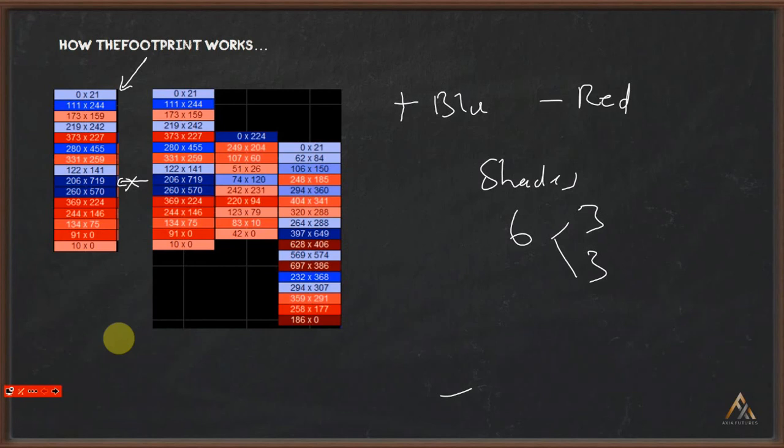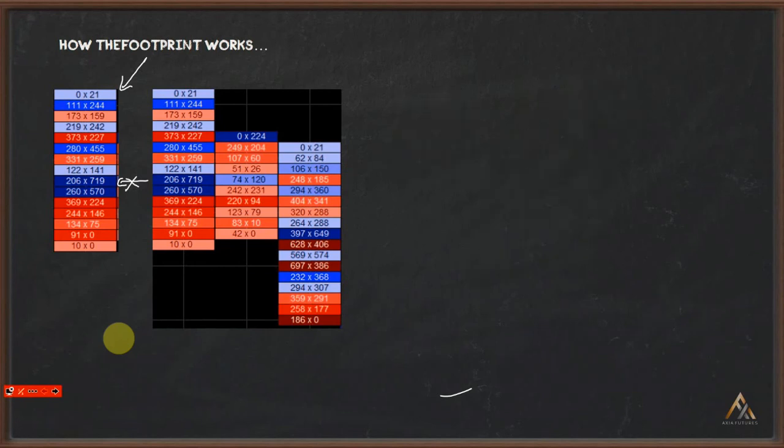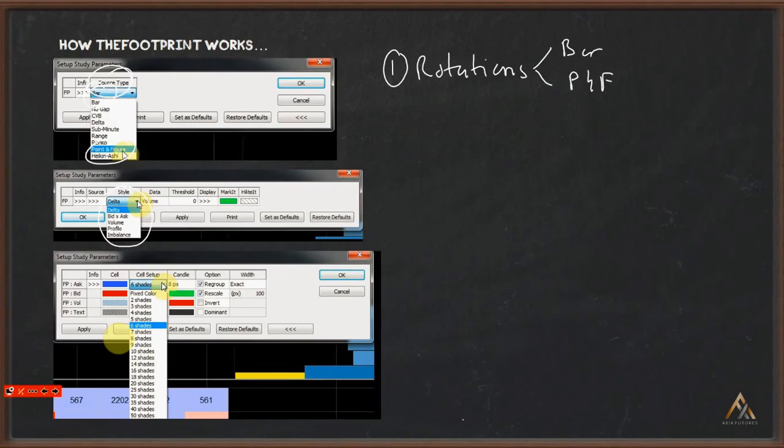Okay, guys, I hope that makes a little bit more sense. I'm just going to scroll back down. Obviously, you can select more shades if you want more shades, but again, keep it simple. That is the purpose of this. Let's keep it as simple as possible.